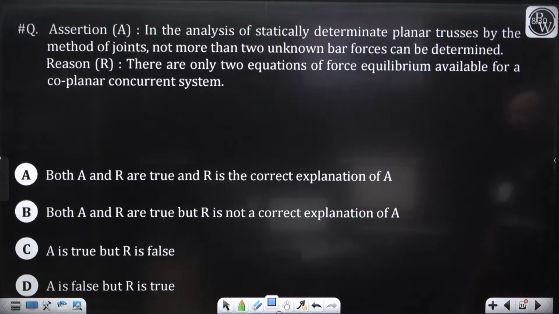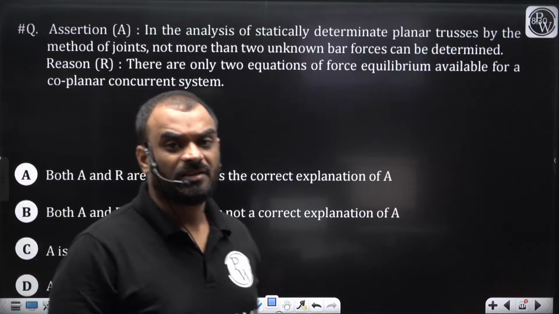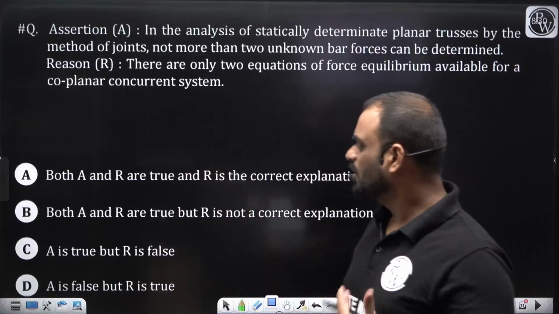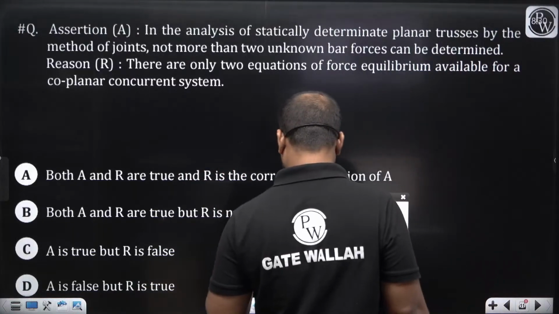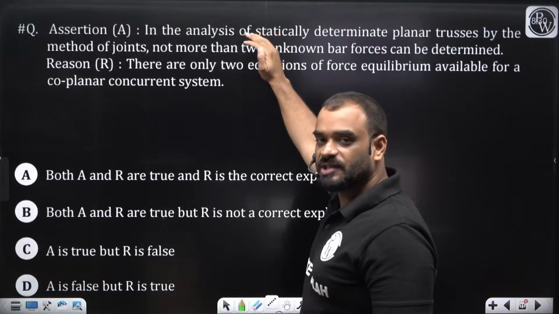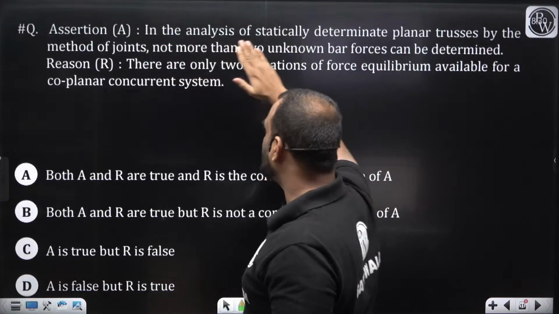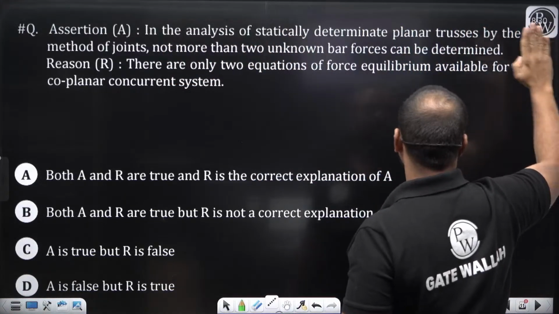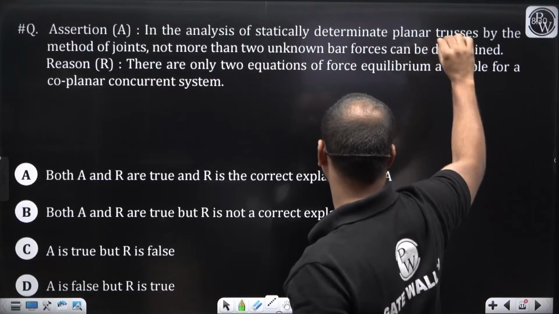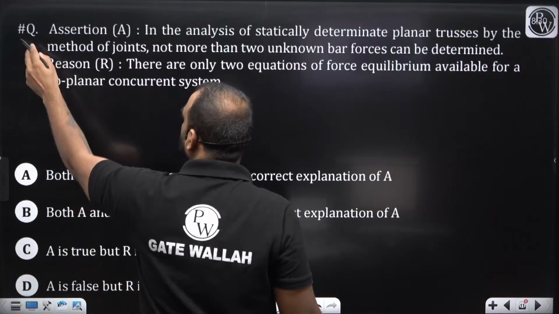Now guys, I think we have discussed this particular concept already in the starting of the class, as well as in our method of joint and method of section. But let me explain what it is exactly so that you can take the answer correctly for this problem. There are two statements, one is assertion, second is reason. In the assertion part, they are saying, in the analysis of statically determinate planar truss by the method of joint, not more than two unknown bar forces can be determined. This statement is 100% correct.